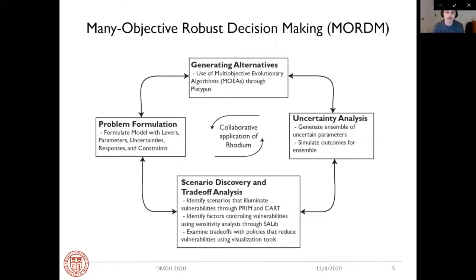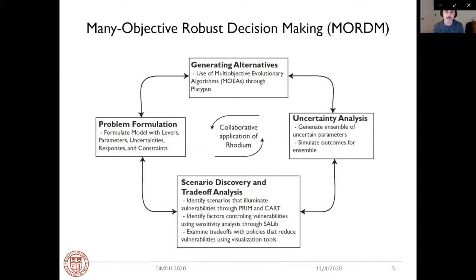Once you've formulated your problem, it's time to generate alternatives. We often do this with multi-objective evolutionary algorithms, which in Rhodium can be done through a library called Project Platypus. Once you have a set of alternatives that you've generated, you can conduct an uncertainty analysis where you stress test those alternatives across a broad set of deeply uncertain states of the world and simulate the outcomes in each potential state of the world. Once you've done this, you can do things like sensitivity analysis and scenario discovery to understand vulnerabilities across different solutions. You can also use visualization to do some trade-off analysis between solutions.